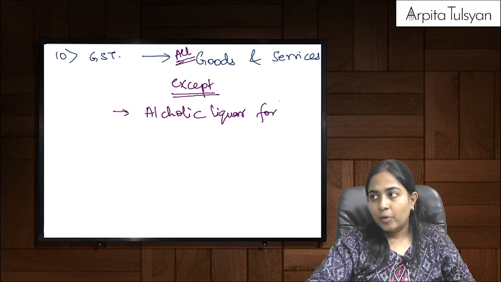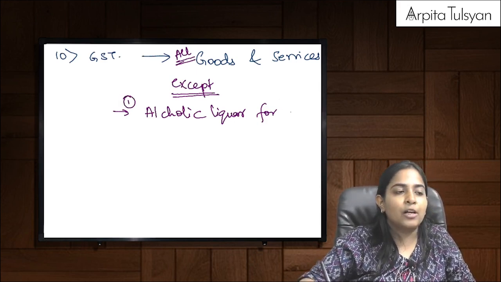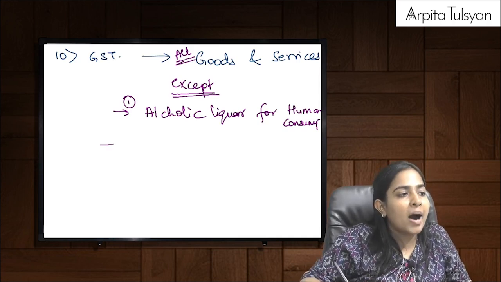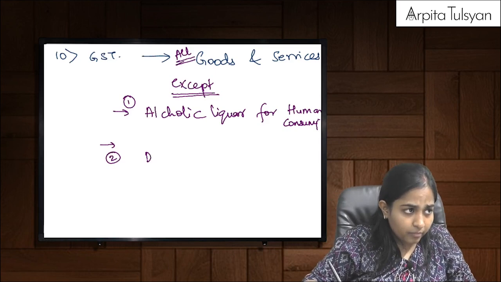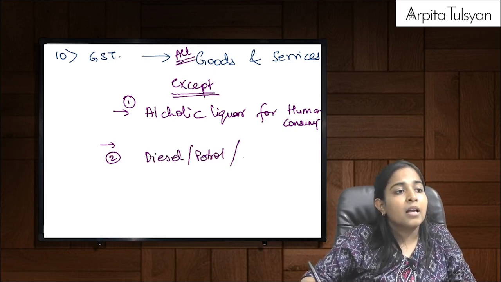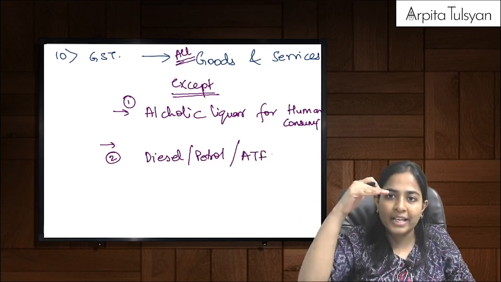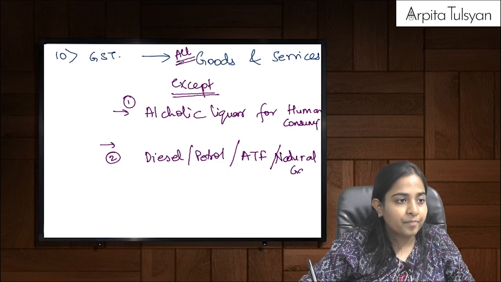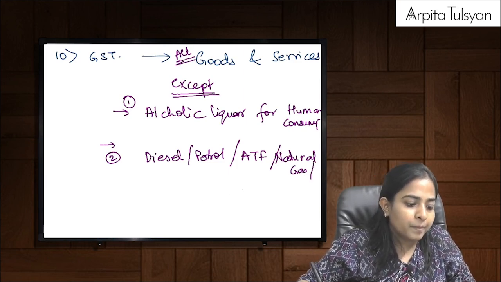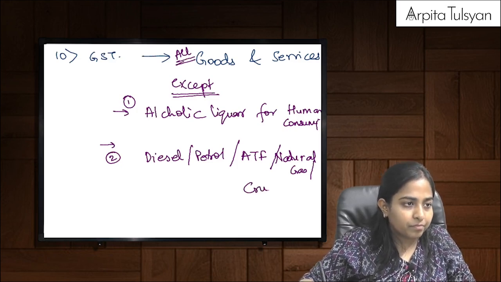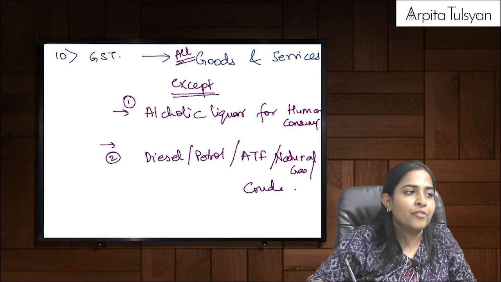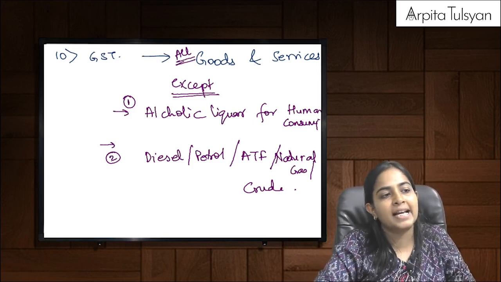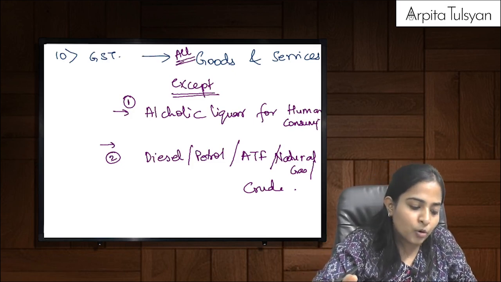Now, let me tell you the details of the same. First thing is alcoholic liquor for human consumption. This is totally outside the purview of GST. Apart from that, diesel, petrol, aviation turbine fuel, the fuel that is used for aircraft, ATF, then natural gas, then petroleum crude. The first point was alcoholic liquor and the second is these things related to petroleum crude: diesel, petrol, natural gas, aviation turbine fuel. Even these are outside the purview of GST.